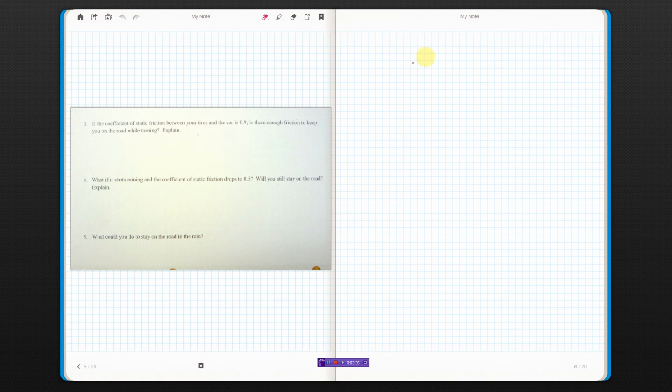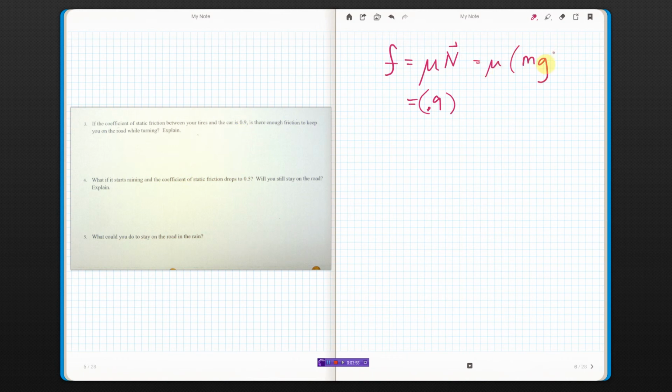It's a nice flat curve. Hopefully it's dry. So we have to figure out how much friction there is. Friction is mu times the normal force. In this case, mu is 0.9. As long as this is a nice flat surface, the normal force is the same as the force of gravity, so m times g.